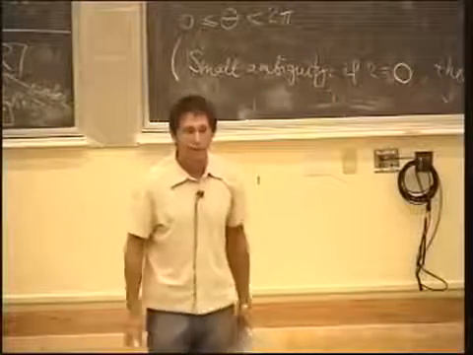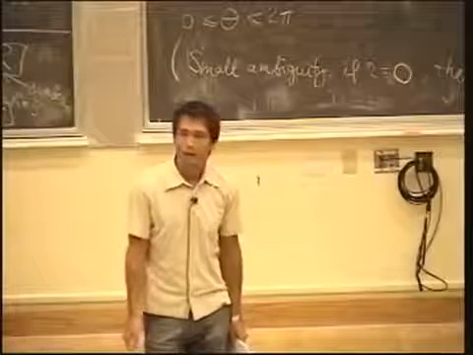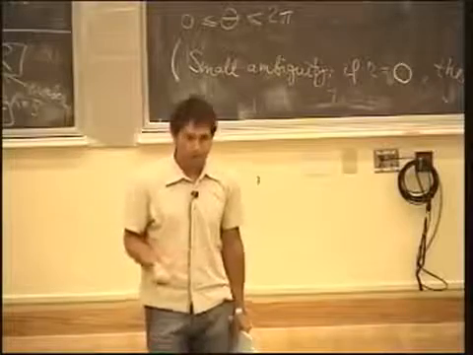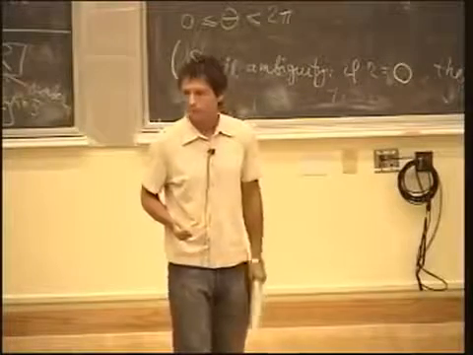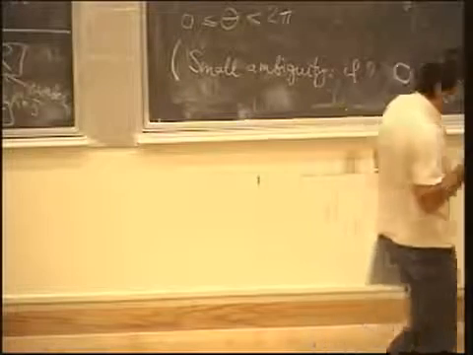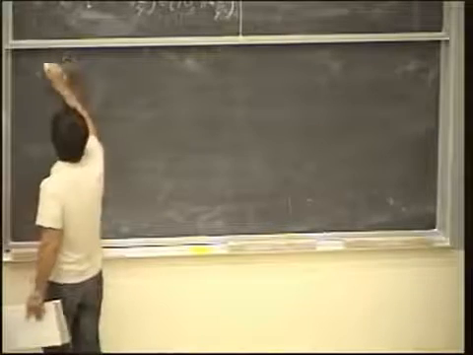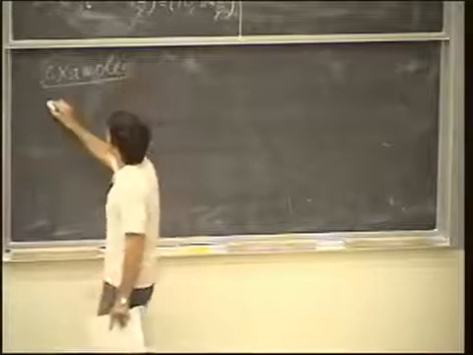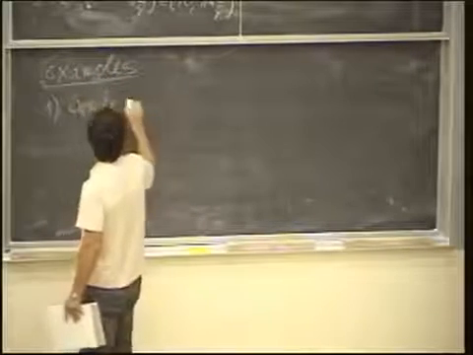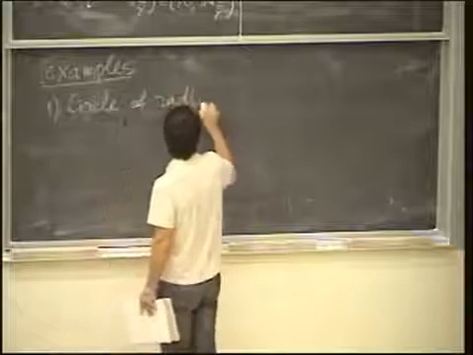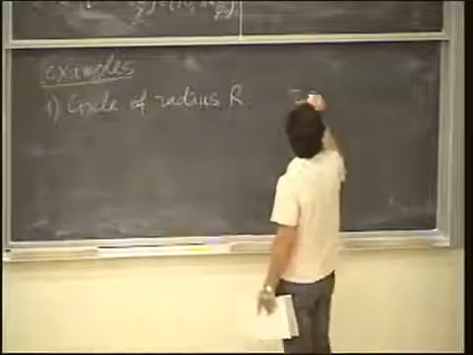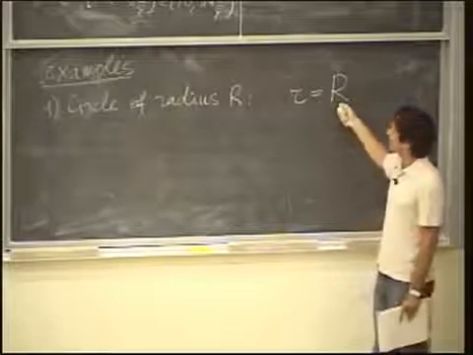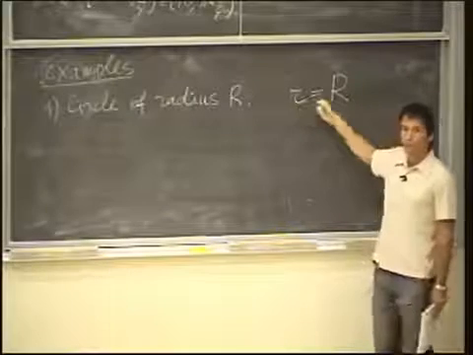So let's look at various curves and at how to represent those curves using polar coordinates. We already talked about the circle of radius r. It is represented by the equation r equals r, where r is one of the two polar coordinates, and this is the radius.